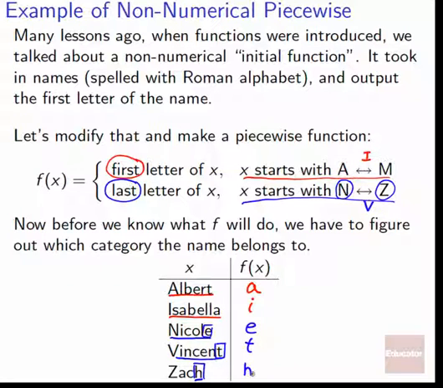So we can have a piecewise function operating on non-numerical things. The idea of a piecewise function is just we take in things, we see which category the thing belongs to, and then we apply a rule based on the category it belongs to. We figure out the category, then we apply a rule based on it. Great.